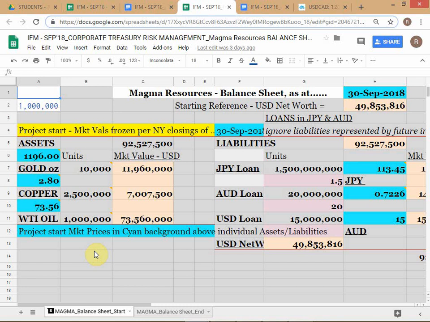So here the balance sheet currency is U.S. dollars, and we are looking at the U.S. dollar market value of the inventories, and of the individual components as well. Now let's look at the liability side of the balance sheet. You can see that they have a loan of 1.5 billion yen and a 20 million Aussie dollar loan. So this balance sheet is actually very small.